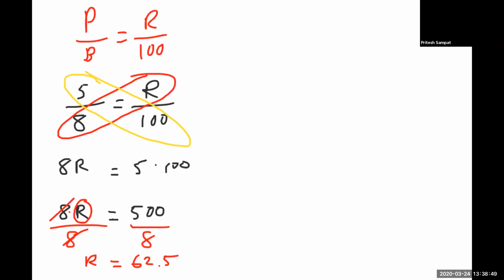Well, it's not just 62.5, it's 62.5%. So keep that in mind. When you're solving for a rate, it's going to be a percentage that you're solving for. You don't need to move the decimal or anything. But it's just assumed that it's always a percent when you're solving for the rate.